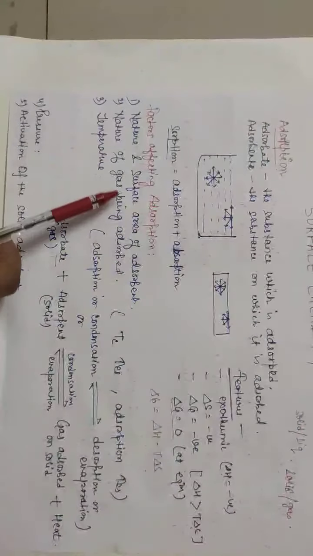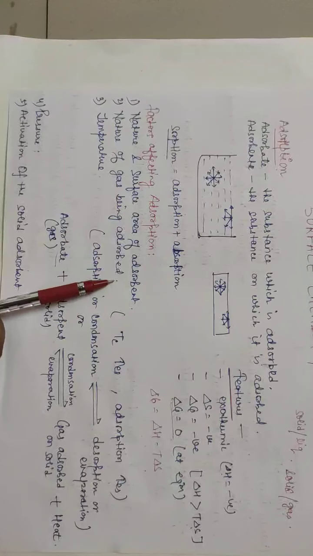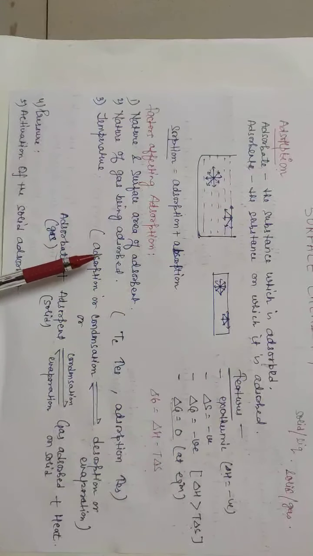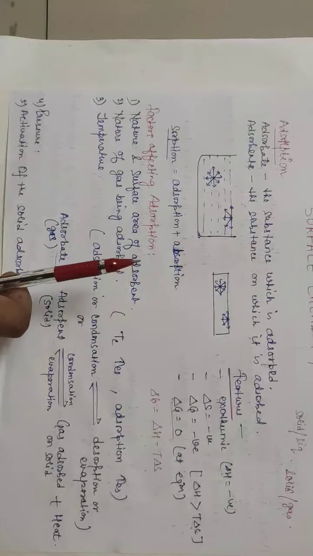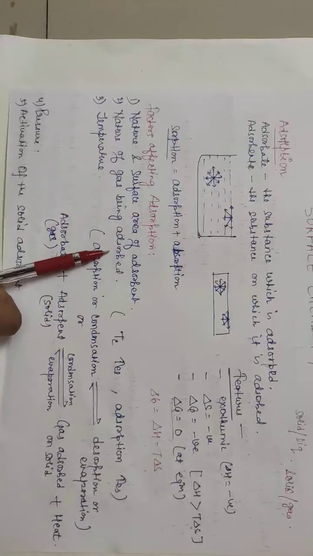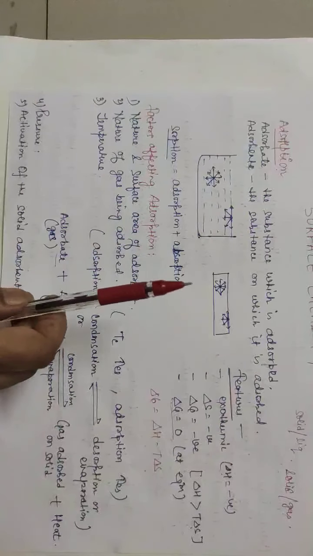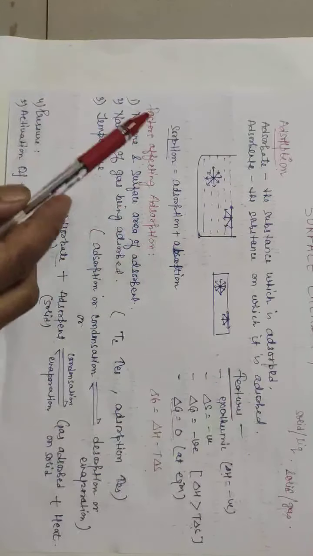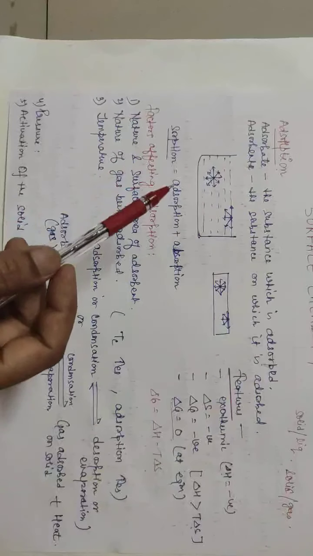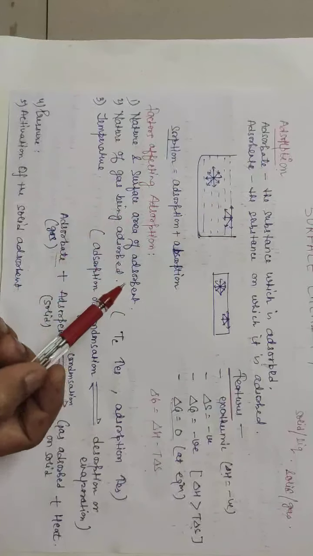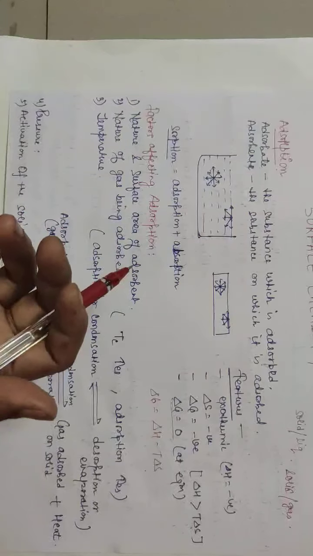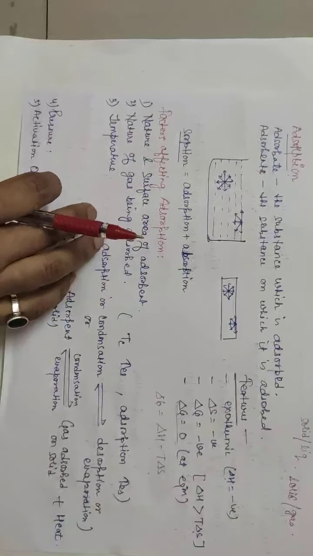Next is nature of the gas being adsorbed. Different gases are adsorbed to different extents by the same adsorbent at the same temperature. For example, hydrogen, nitrogen, carbon monoxide, methane, HCl, ammonia, etc. are all different gases and they adsorb to different extents on the same adsorbent material. So what is the difference? Why is it so different in their process of adsorption?